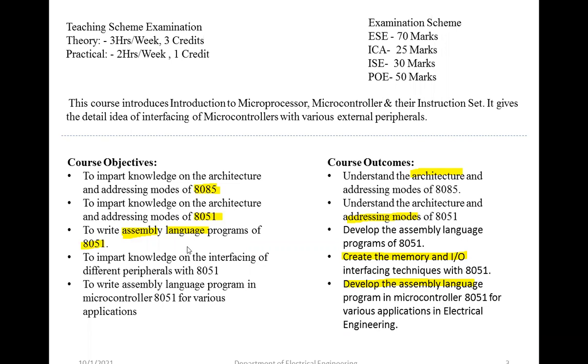In the computer field, everybody says that if you know C programming, then you can learn all the languages. The same thing applies in PLC programming or embedded system programming. You must know the basics of 8085 and 8051. If you understand how it works, then it will give the output. So it is very, very important. This is the course objective and the course outcomes.